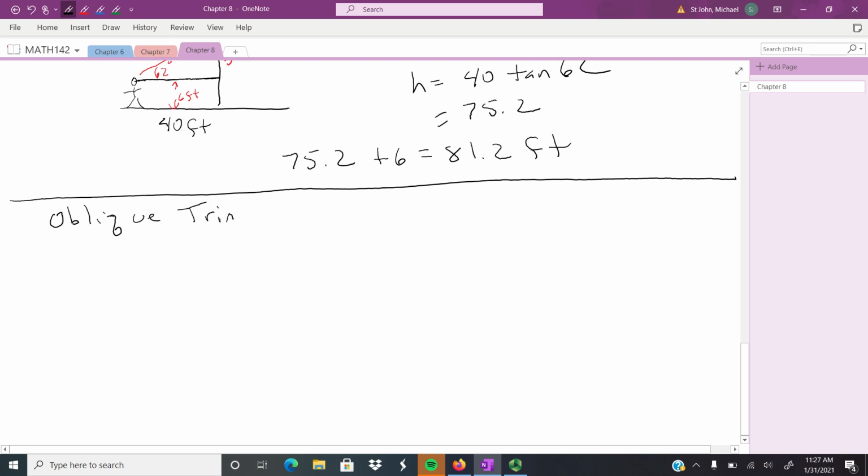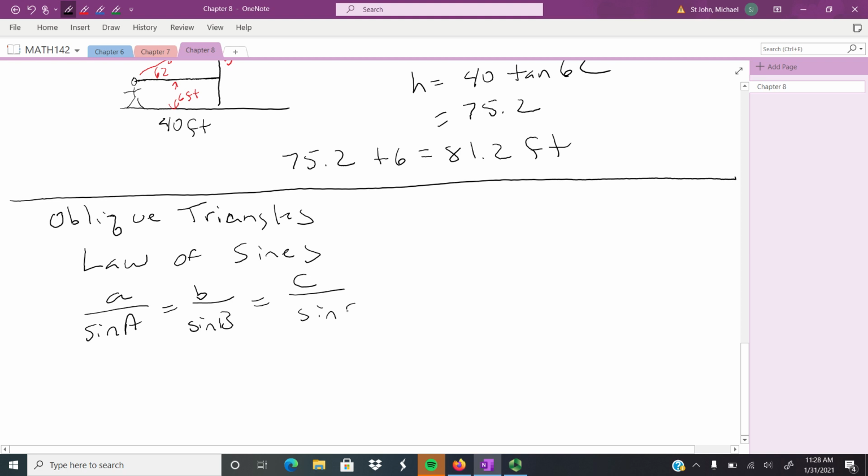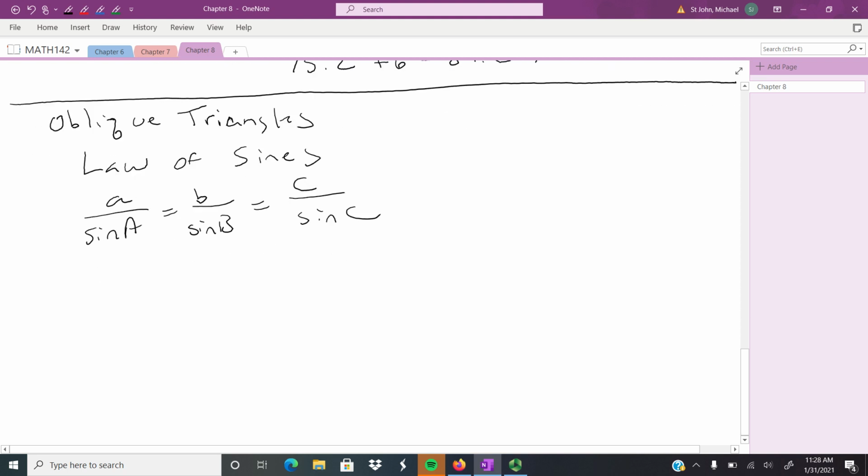So these are either going to be acute or obtuse. Okay? So you've got a few laws that you're going to talk about. First one is the law of sines, which is a over sine A equals b over sine B equals c over sine C. Okay? So let's look at a few examples here.